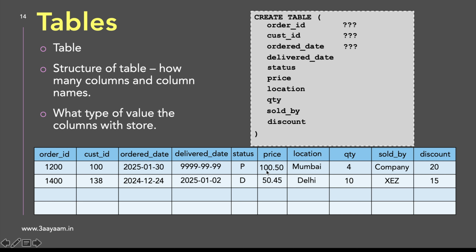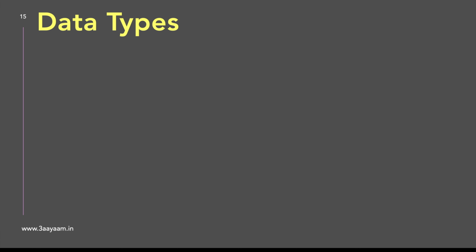And price is decimal because we have decimal numbers. Location is also something like character or alphanumeric. Quantity is again numeric. Sold by is again text. And discount is again numeric. So we have to mention that each column would contain these types of data. And that's where data types come into the picture. So there are various data types available, and I'm talking about PostgreSQL, but the data types would be similar in all the databases because remember, all are ANSI SQL compliant.